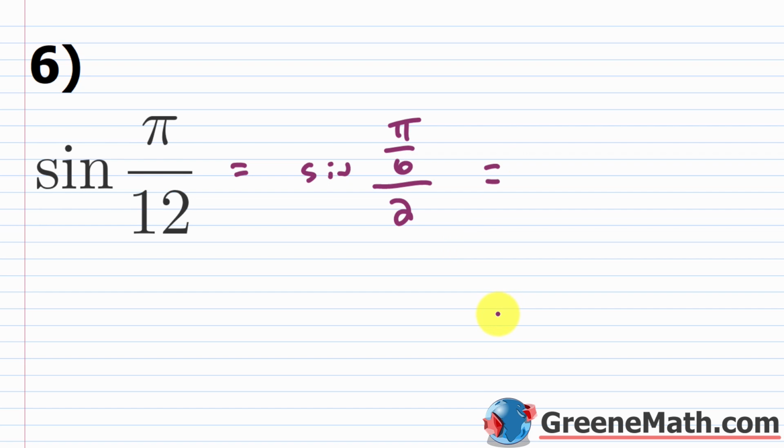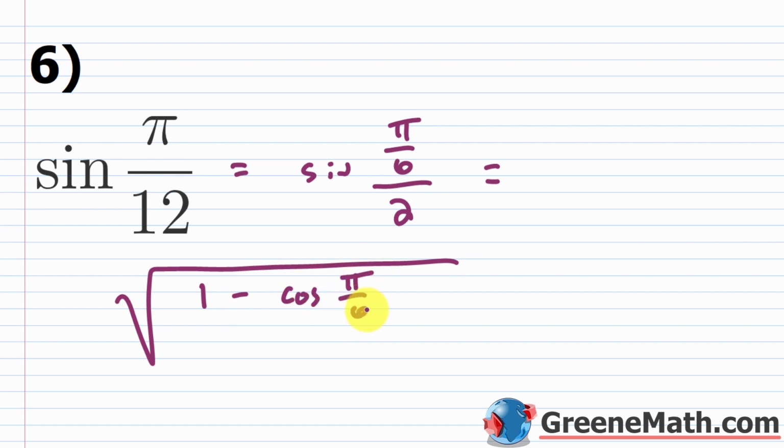So again, plus or minus, but in this case, pi over 12, 15 degrees, that's going to be in quadrant 1. So you want the principal square root. So the principal square root, and then we would say this is 1 minus your cosine of pi over 6, and this is over 2. Now the cosine of pi over 6, or the cosine of 30 degrees, is square root of 3 over 2.